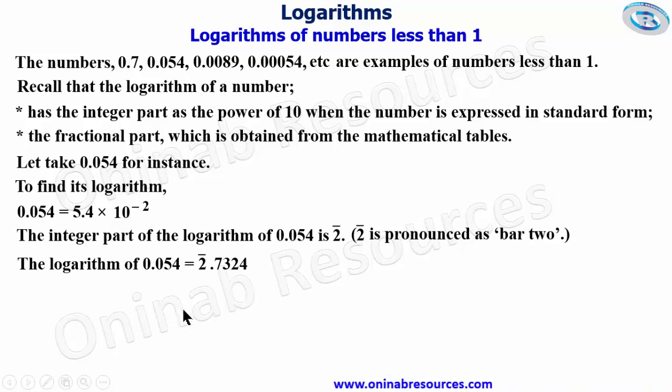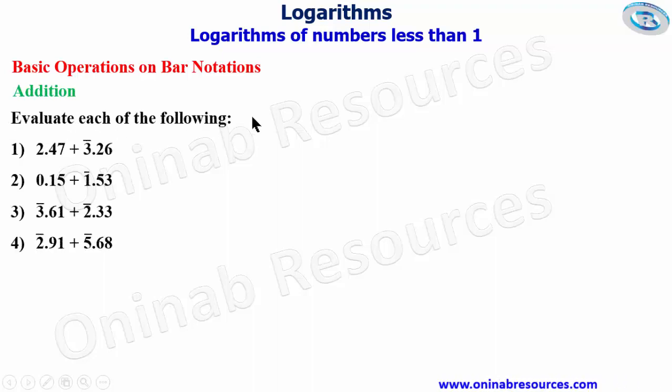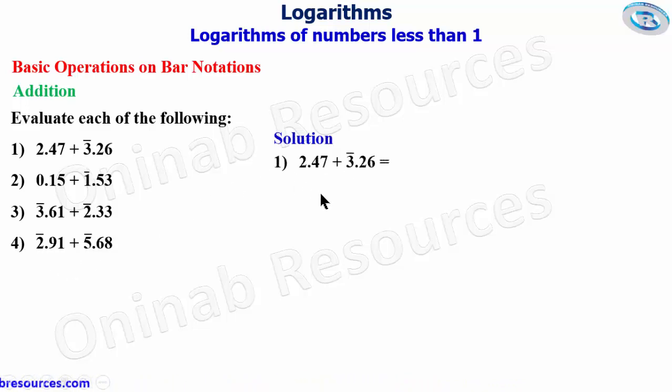Now we look at basic operations on bar notations. So we start with addition. Evaluate each of the following. We have problems 1 to 4. So we start the solution from 1. Problem 1, we have 2.47 plus bar 3.26.